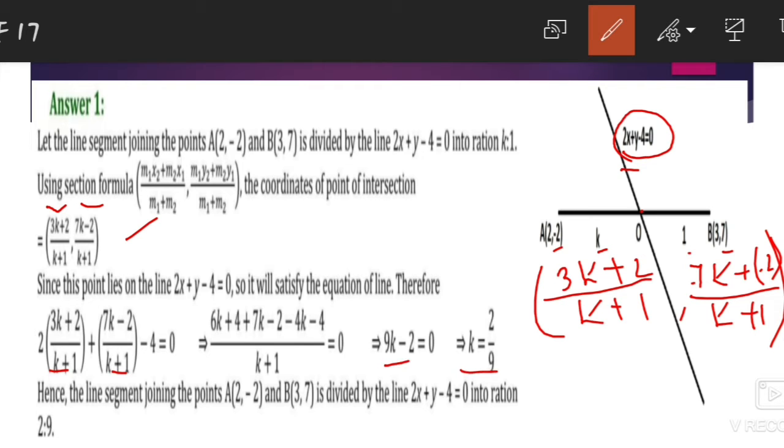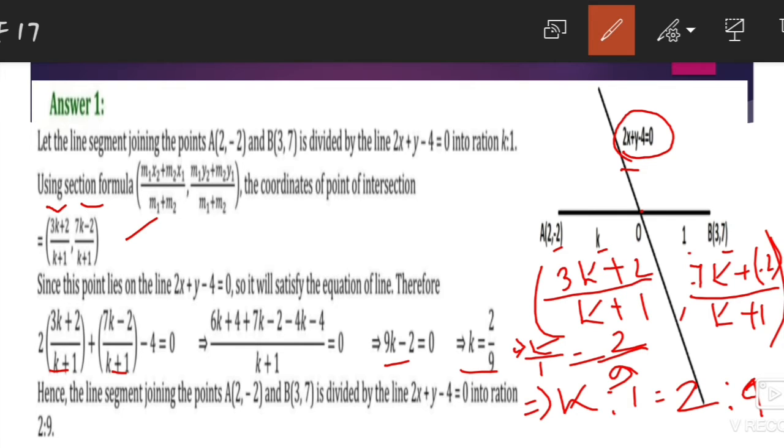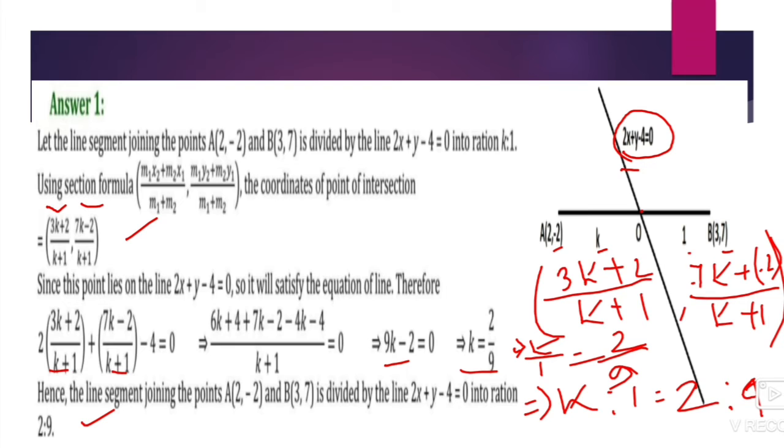Now if you put these values in place of x and y, you will get the value of k. As you can see, k is equal to 2 by 9. That means k by 1 is equal to 2 by 9, or you can write k is to 1 is equal to 2 is to 9. That means the ratio in which the CD line is intersecting the line segment joining the points A and B will be 2 is to 9. In this way you have to solve this question.